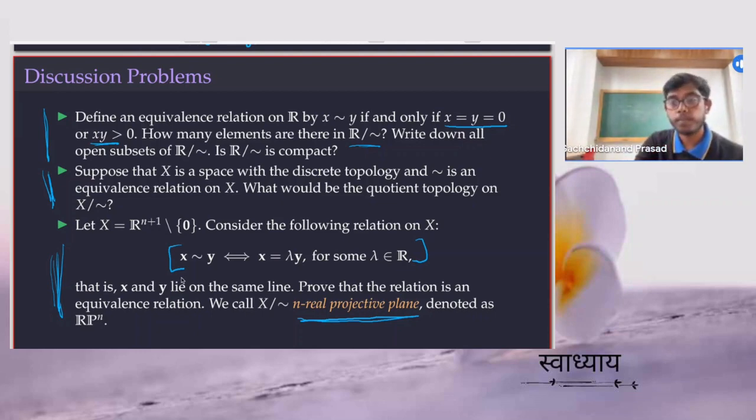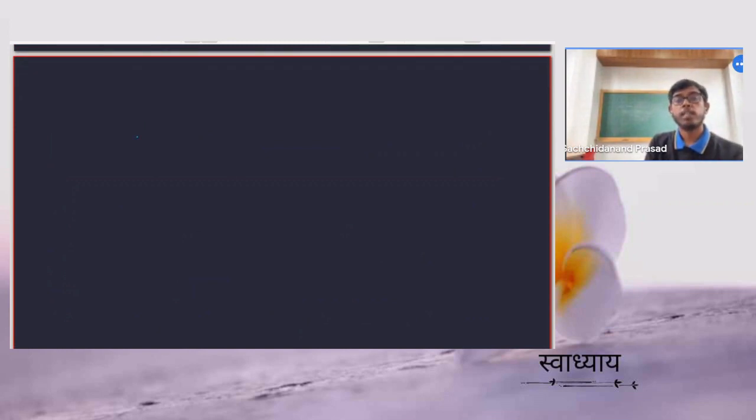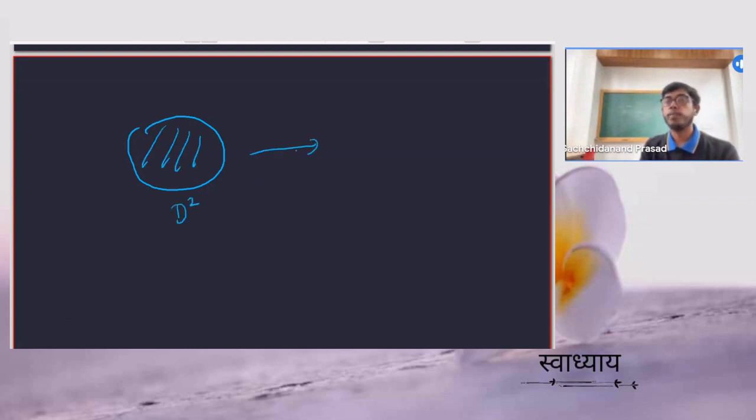And probably in the next discussion, we'll also discuss this: if you take a disk and identify the whole boundary to one point, then I'll be getting a sphere. So this also we'll be discussing in the next class, and we'll explore some more quotient spaces which will be helpful in your general arbitrary topology structure.